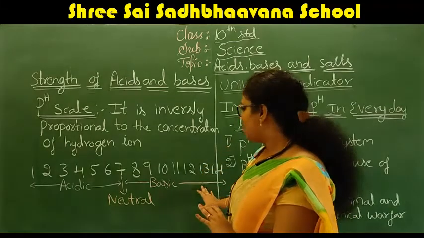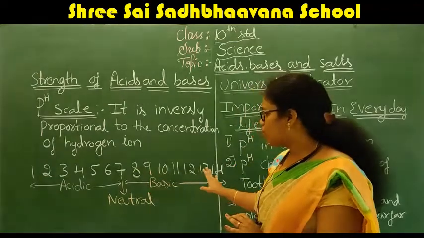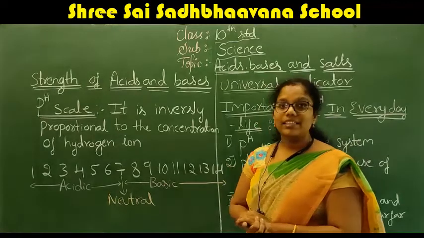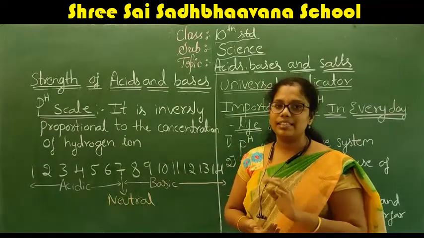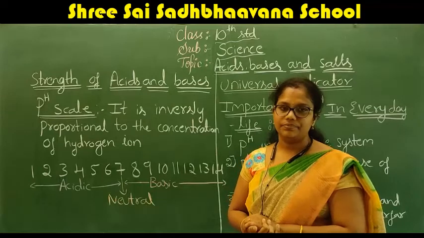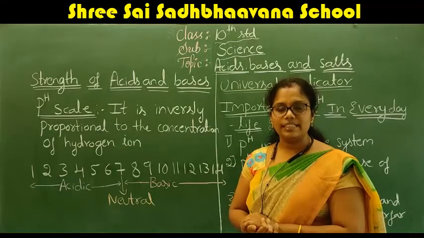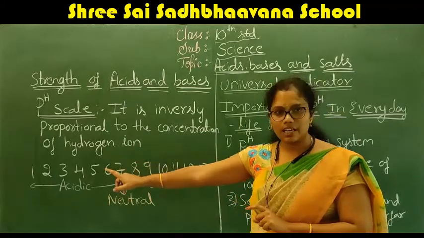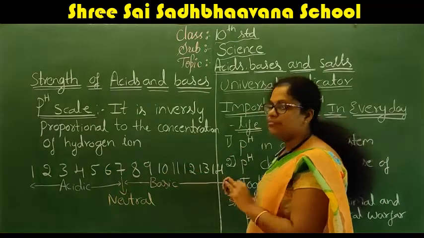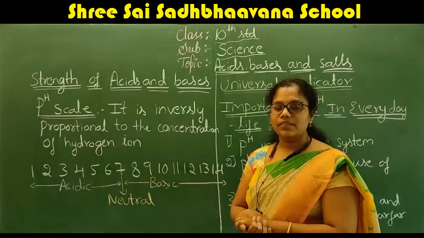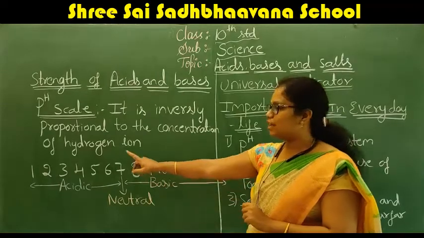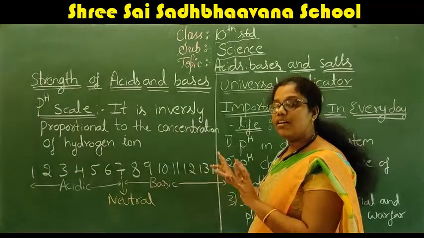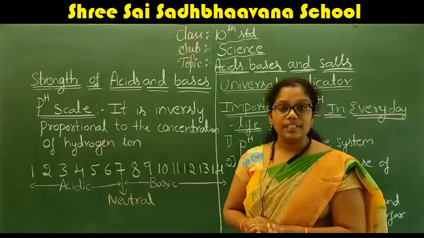Here the teacher is writing the numbers 1, 2, 3, 4, 5, 6, 7, 8, 9, 10, 11, 12, 13, 14. These are the values present in the pH scale. What are the values that are present in the pH scale? The values start from 1 and end at 14.